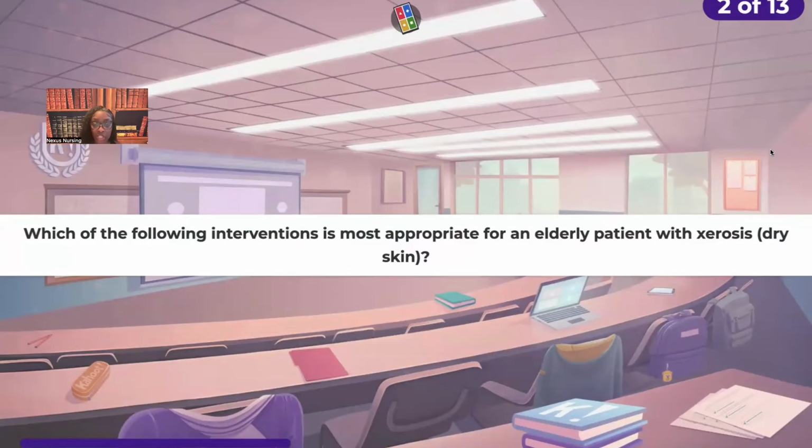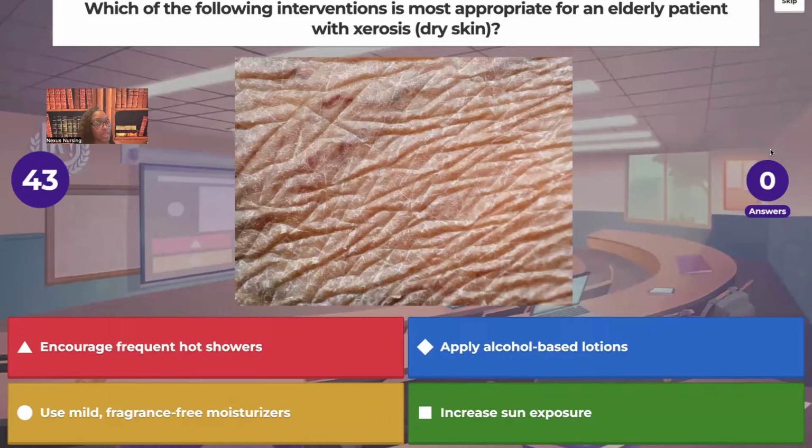Which of the following interventions is most appropriate for an elderly patient with xerosis? And I even told you what that is. That's dry skin. What's the answer? Encourage frequent hot showers, apply alcohol-based lotions, use mild fragrance-free moisturizers, or increase sun exposure. What do you think the answer is?